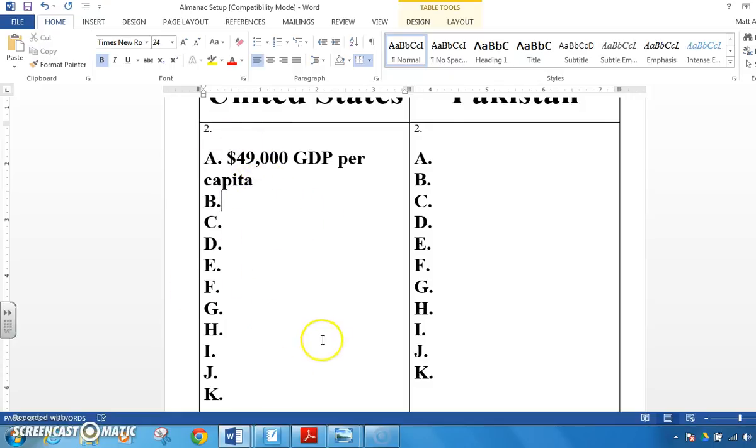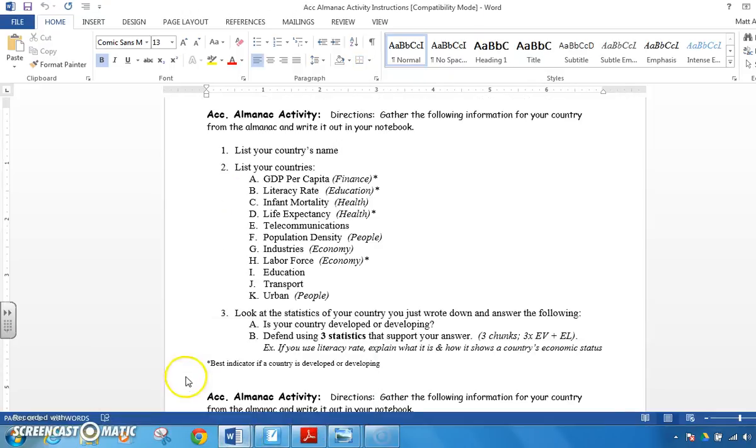Since these are so big, it's going to go on to 2 or 3 for me, but it should be on one line in your writing. All right, let's look at the next one. Literacy rate, the ability to read and write. Again, these are all definitions from last class block. It's under education this time.